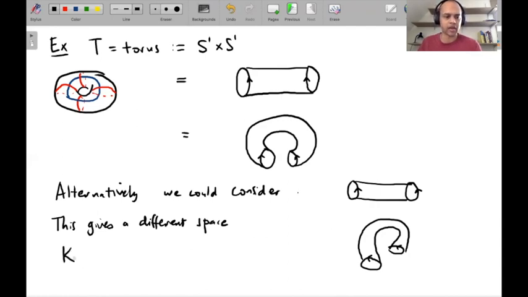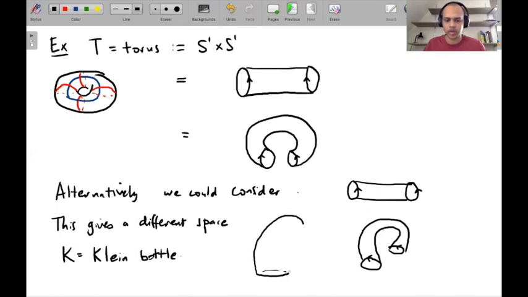Which I'll call K, which is called the Klein bottle. So it's a little bit hard to draw a picture analogous to this picture because the Klein bottle, you can't embed it in R3, but the closest thing to a picture you might draw is something like this. So here it's crossing itself, but okay, this is meant to be a schematic picture.